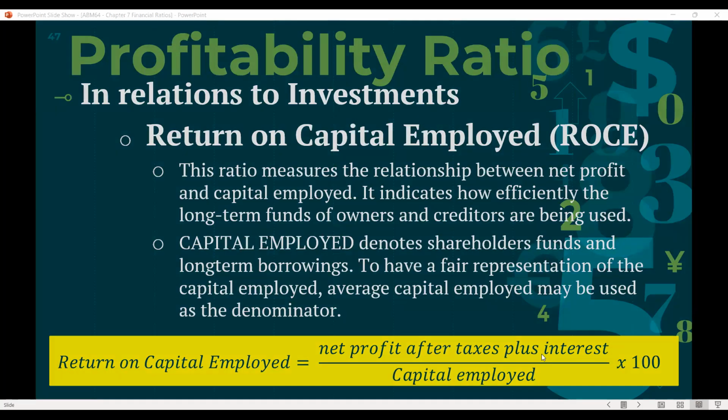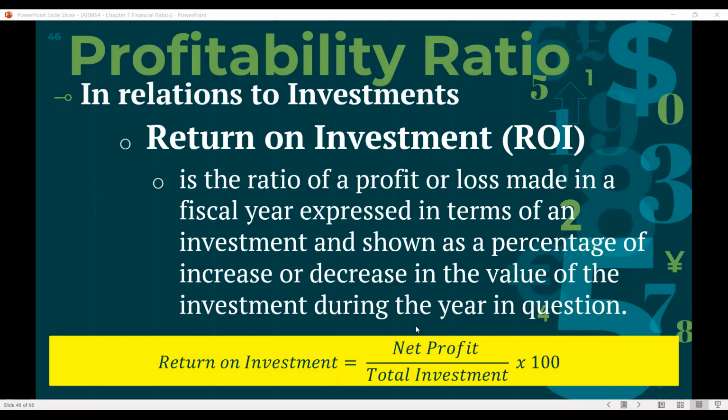ROI mostly is dito po siya mag-focus sa dividends, okay? So especially if company mo na kay many types of investors, so napud as like dividend share aside from their ROI.